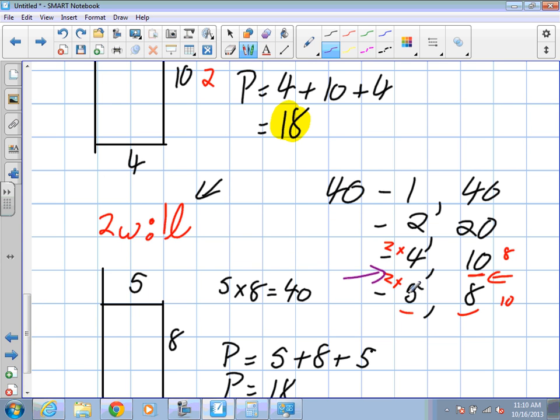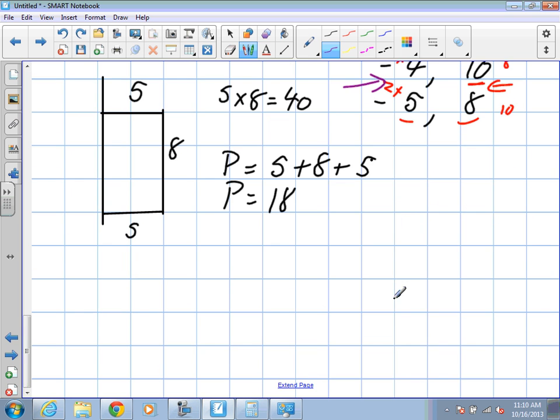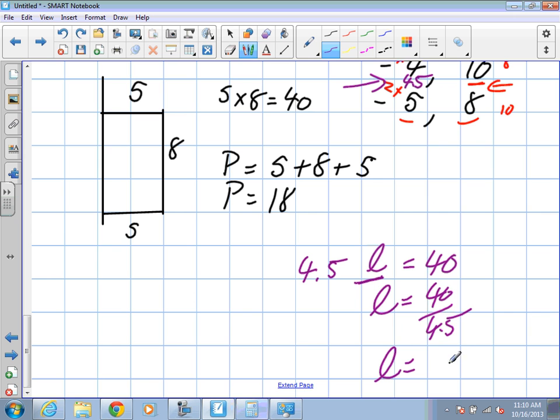Let's try 4.5. Okay, so this will be a little harder here. We're going to try the number in between, 4.5. We've got to figure out 4.5 times some length will equal 40. So we're going to have to divide 40 by 4.5. Our length will be 40 divided by 4.5. Is that what it is? 8.88? Great.